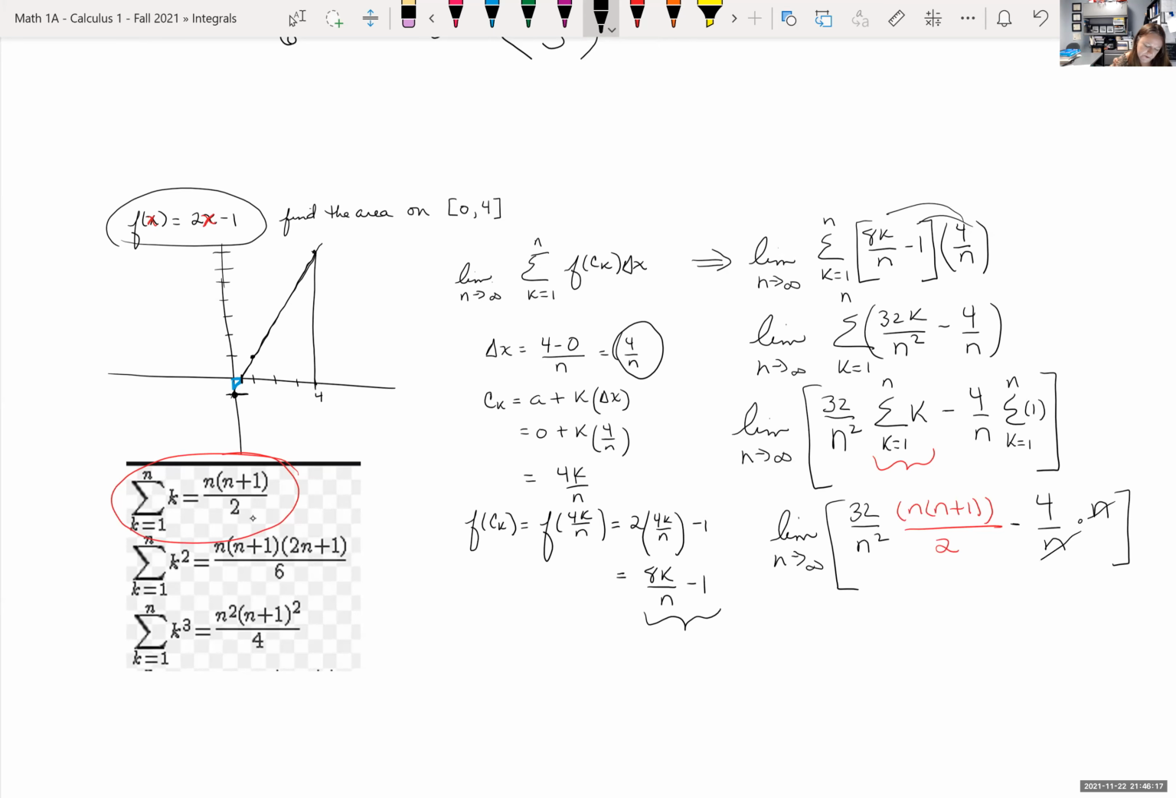Let's cancel. So I can simplify a little bit. Notice the 2 goes into 32 16 times. If I rewrite this, this is n squared plus n all over n squared, just distributing that n, minus 4.